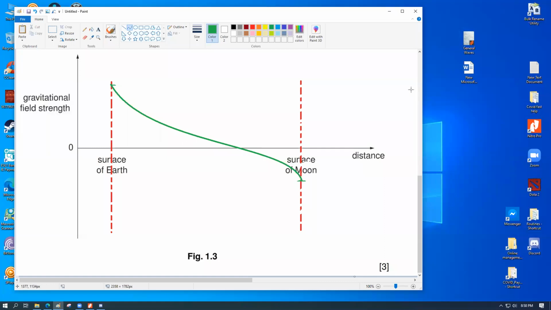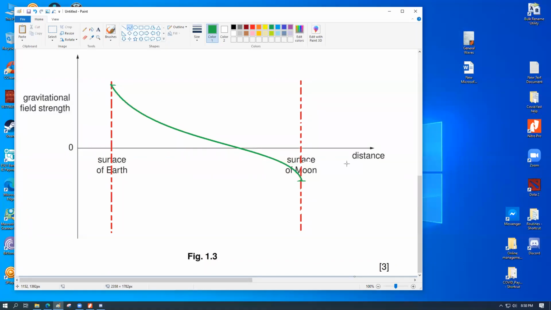Yes, Abiyaz, you have a question. You raised your hand. Tell me. Sir, for a case where this graph would be labeled with actual numbers, would we start from the surface of the earth at 9.81 and then from the surface of the moon, should we end at like 1/6 of 9.81? Yes, absolutely.